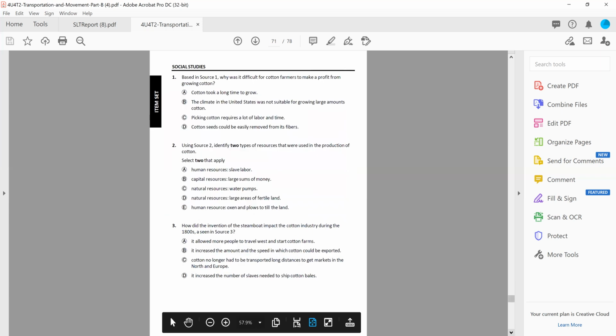So question 2, using source 2, identify 2 types of resources that were used in the production of cotton. Select 2 that apply. A, human resources, slave labor. B, capital resources, large amounts of money. C, natural resources, water pumps. D, natural resources, large areas of fertile land. Or E, human resources, oxen and plows to till the land. Choose 2. If I'm going too fast, as always, stop the video. And number 2, remember you have to choose 2.